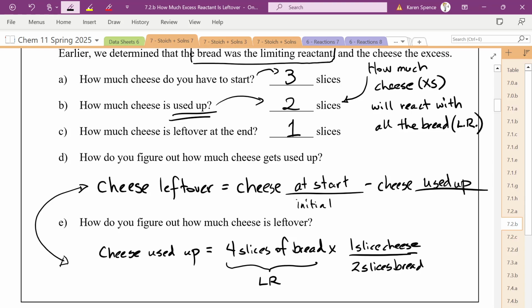Okay, I'm sure we didn't do it that formally. I'm sure we just did it in our heads, but that's what you're doing really. And that would be 2 slices of cheese. So you take your limiting reactant and you convert it into your excess reactant.